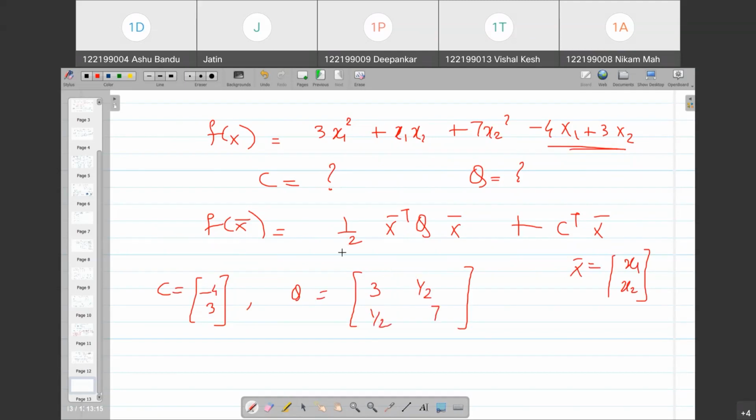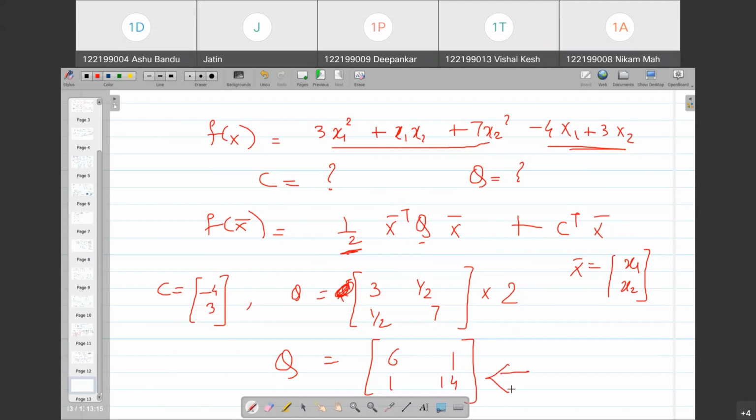But now here I'm writing half into Q, so therefore I have to multiply this by 2. If I do X transpose this matrix into X, I will get this thing. But here I'm writing half into Q. I will tell you the reason why after some time, but I have to make sure I multiply this by 2. Therefore, my Q is actually 6, 1, 1 and 14. Okay, so this is my Q. Make sure you multiply by 2.